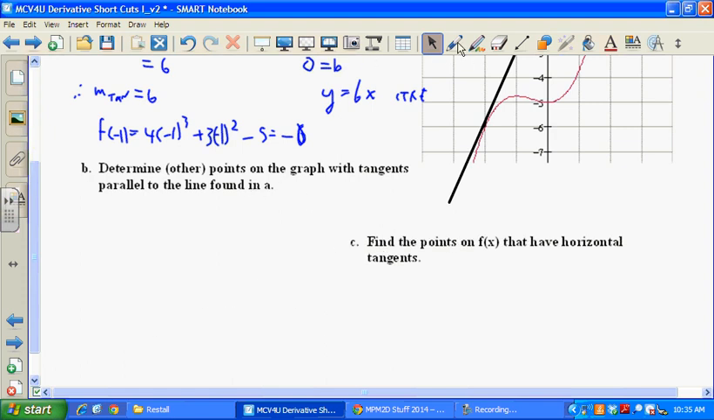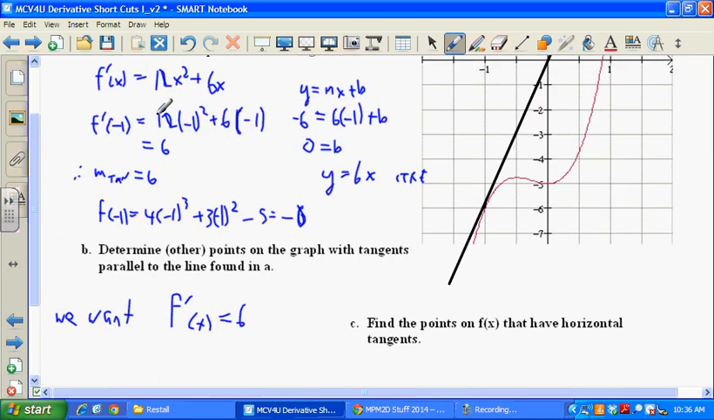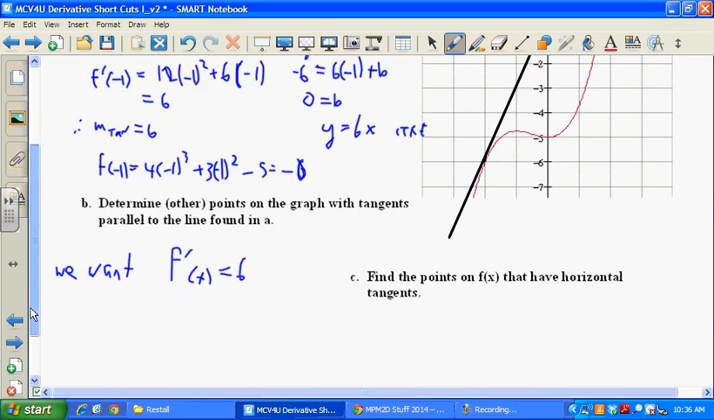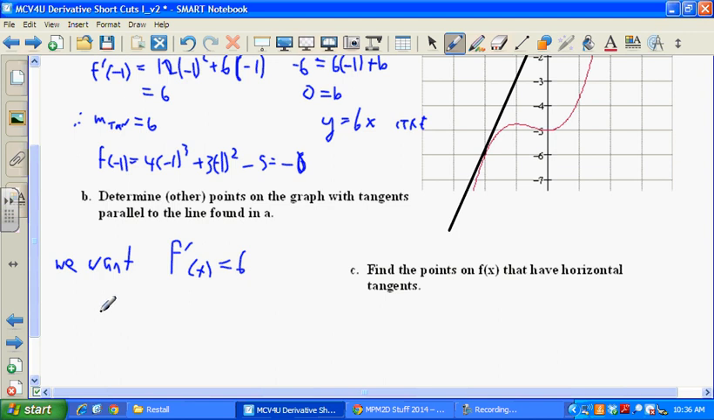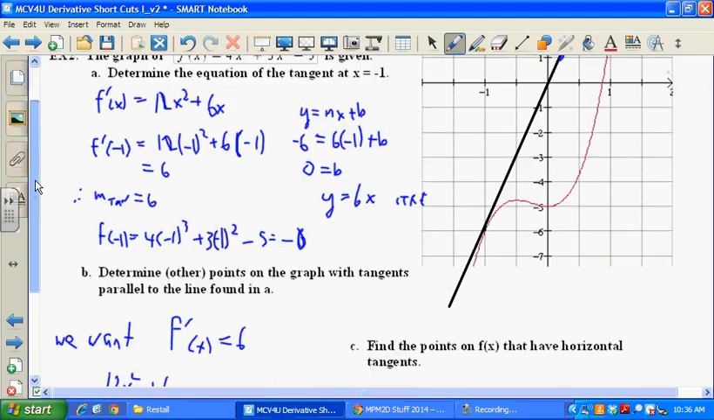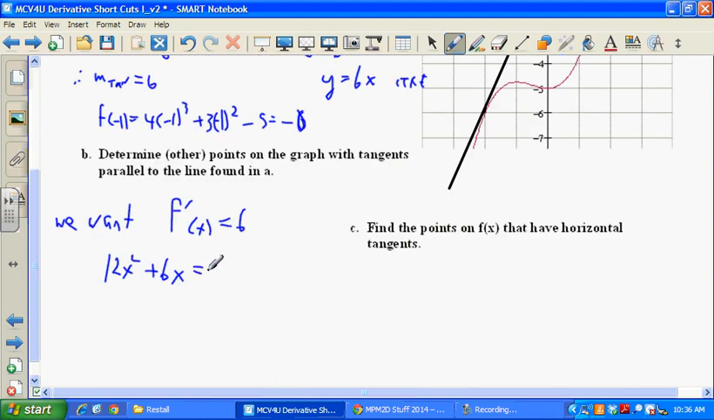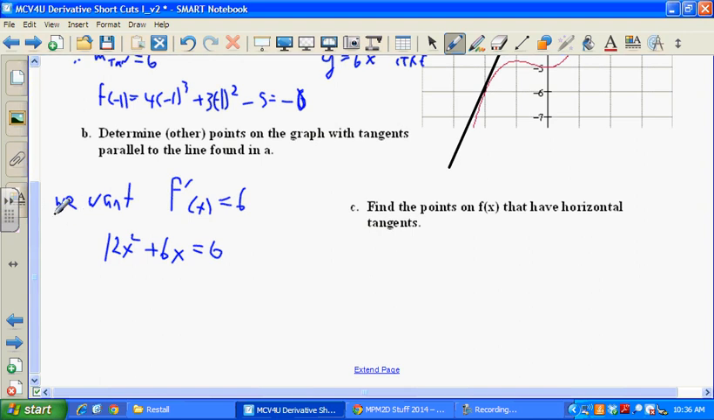So what do we want? We want f prime at x to be 6, right? Well, f prime at x is that function. So where is 12x squared plus 6x? Is it plus 6x or minus 6x? Plus 6x equal to 6, because that's where we'll have the same slope. The slope of the tangent will be the same.